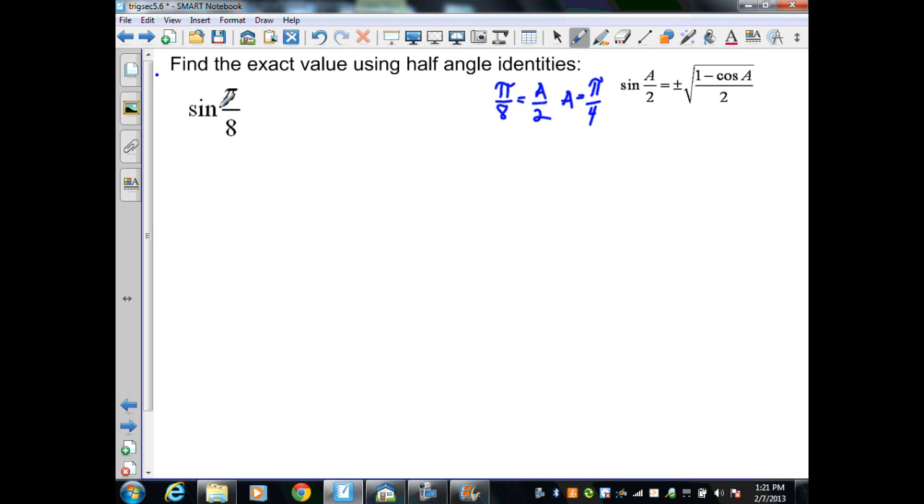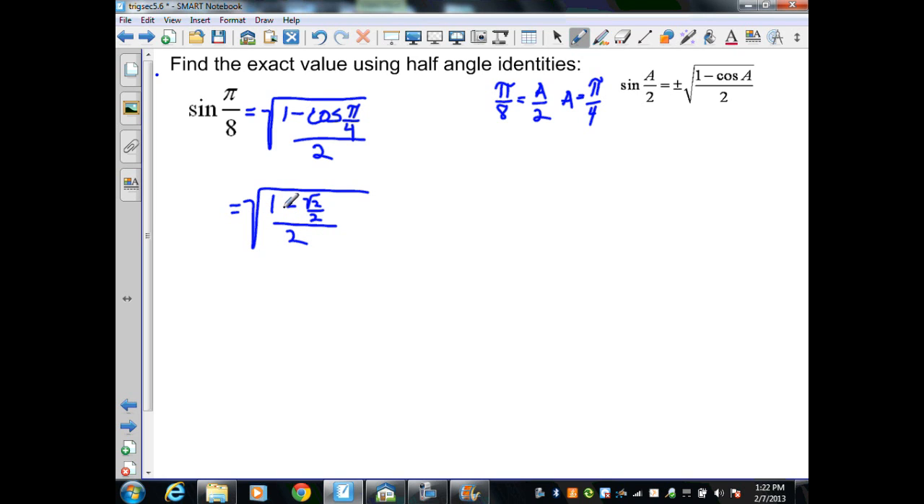I also know that pi over 8 is going to be in quadrant 1. Therefore, the square root I'm going to use is going to be positive. Now I can just substitute in: square root of 1 minus cosine of a, which is pi over 4, all over 2. I can continue to simplify. 1 minus, I know the cosine of pi over 4 is the square root of 2 over 2, all over 2.